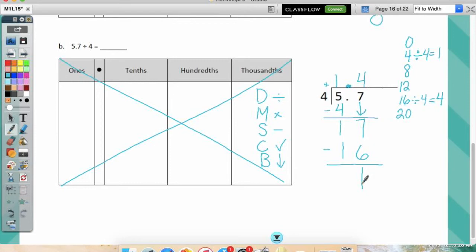And is it okay to write remainder 1 on this problem? No. Why not? Because it's a decimal quotient, or decimal answer, okay? So, Caitlin, what do I need to do now? You need to write a 0 and bring it down to make it 10. Good.